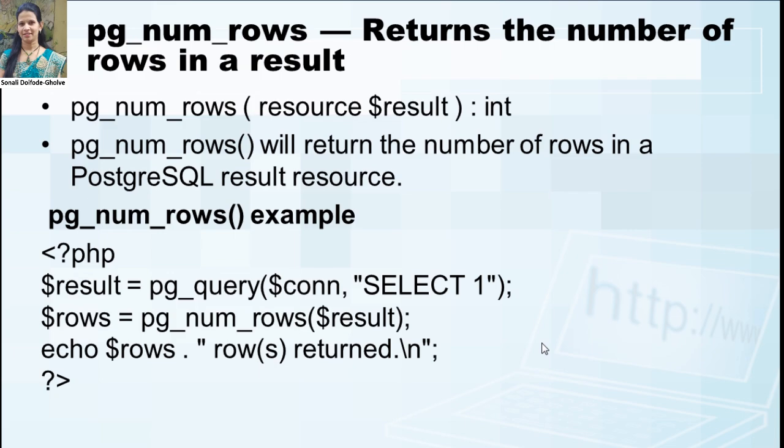The next function is pg_num_rows. It returns the number of rows in the result set. Here pg_num_rows(resource $result), with return type int. This function returns the number of rows in the result set, similar to the columns. So here we are using pg_query first, then pg_num_rows, passing this result as a parameter. So you will get how many rows are inside this.